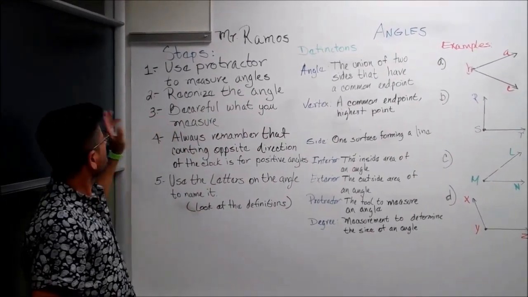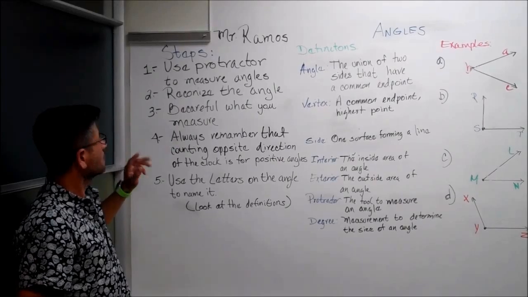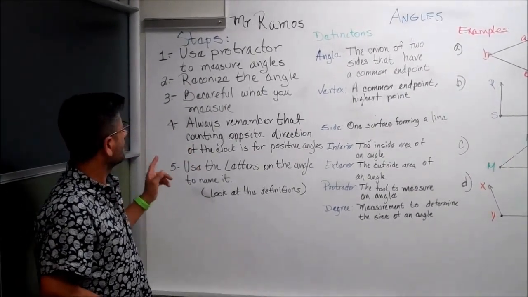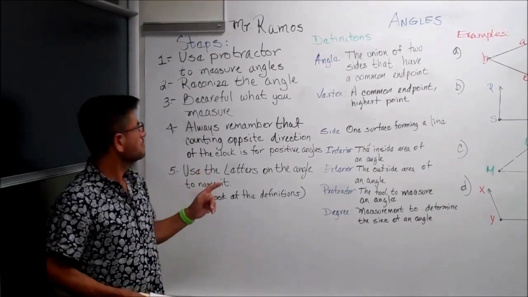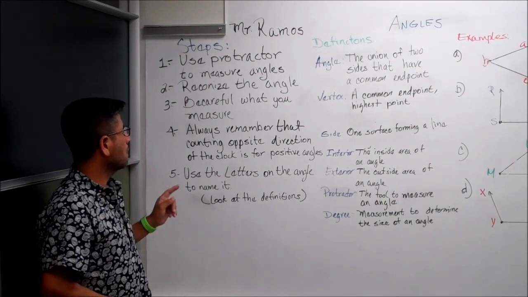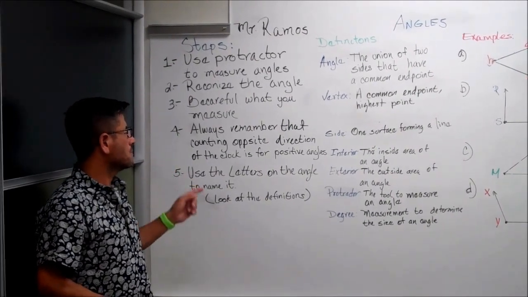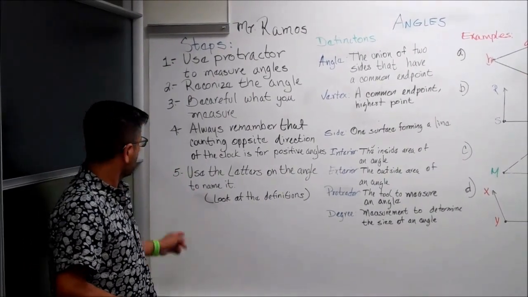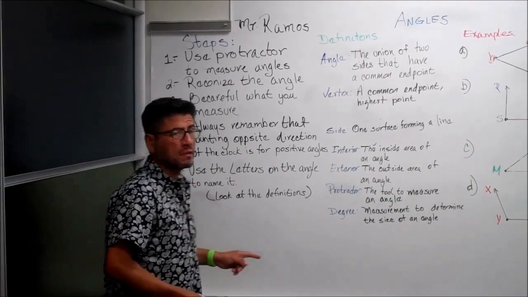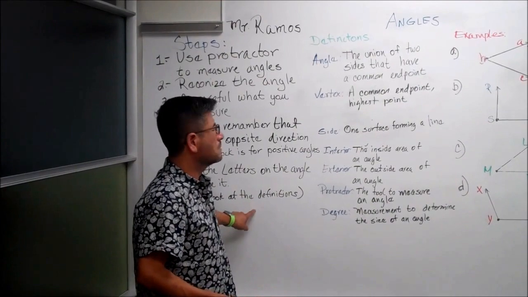First step, use protractor. Second, recognize the angle. Third, be careful what you measure. Fourth, always remember that counting opposite direction of the clock is for positive angles. And fifth, use letters of the angle to name it. Always look at the definitions.